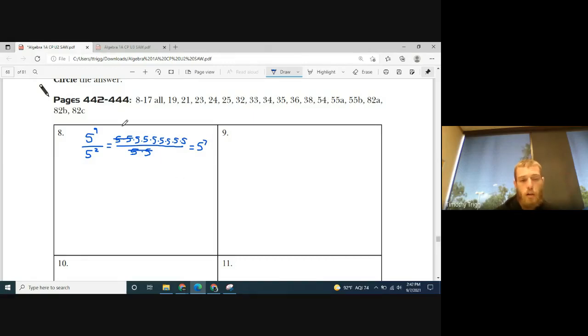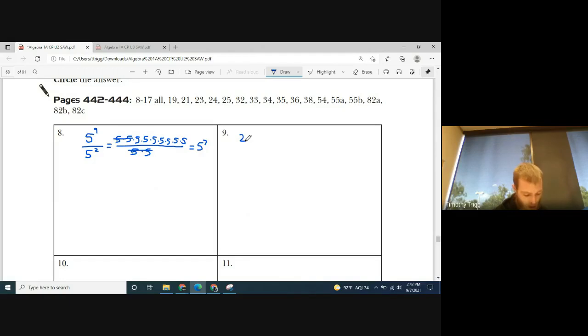So you don't have to write this all out every time, but if you ever forget what to do, you could always just expand everything out. But what you should see is that these powers, when you're writing them as a fraction, as long as you have the same base, these powers subtract, right? 9 minus 2, that gives you 7. So let's look at an example problem, number 9.